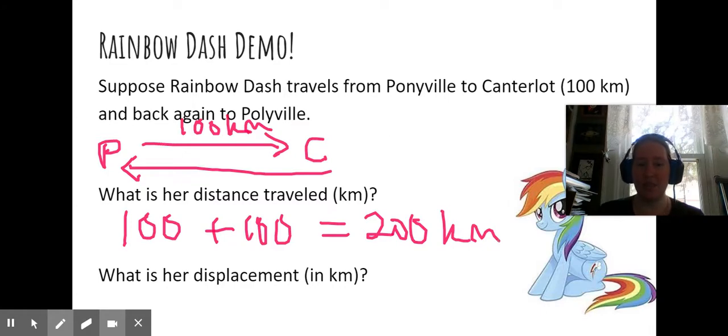And then her displacement in kilometers. Let's sit and think. Think about how displacement is the difference between your start point and your end point. So where is Rainbow Dash starting? Where is she ending? So pause the video, think about it, come up with a guess before you get my answer.